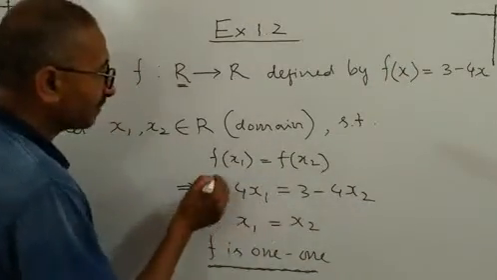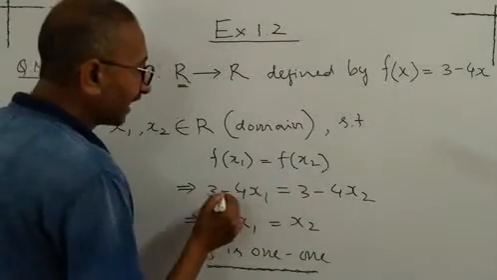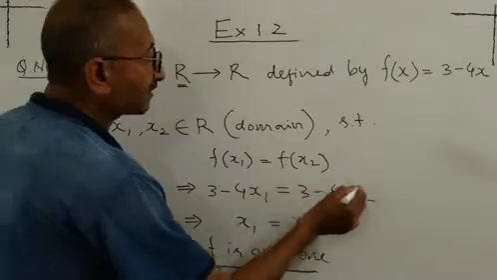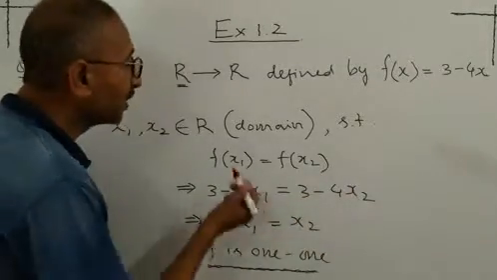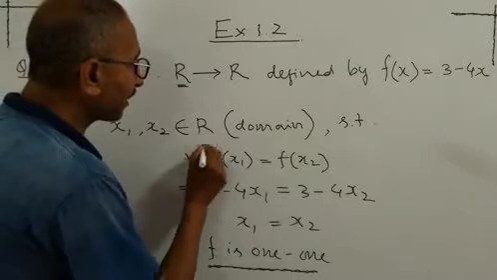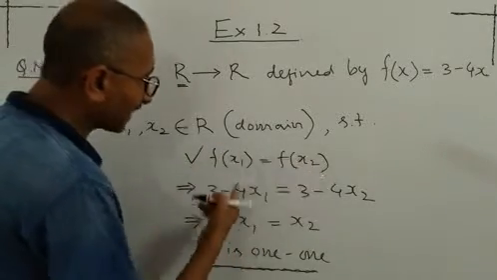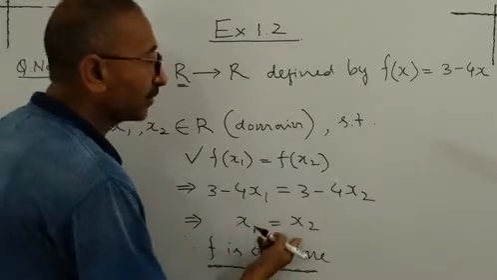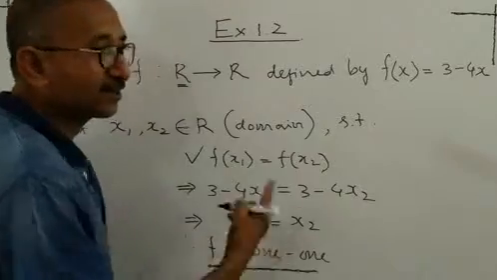Now this is simplification. The 3 will cancel out. Then we get -4x1 = -4x2, and the -4 also cancels, so finally we get x1 = x2. So we started with f(x1) = f(x2), and what does it imply? That x1 = x2. So if the images are equal, then the elements are also equal. That means the function is one-one.